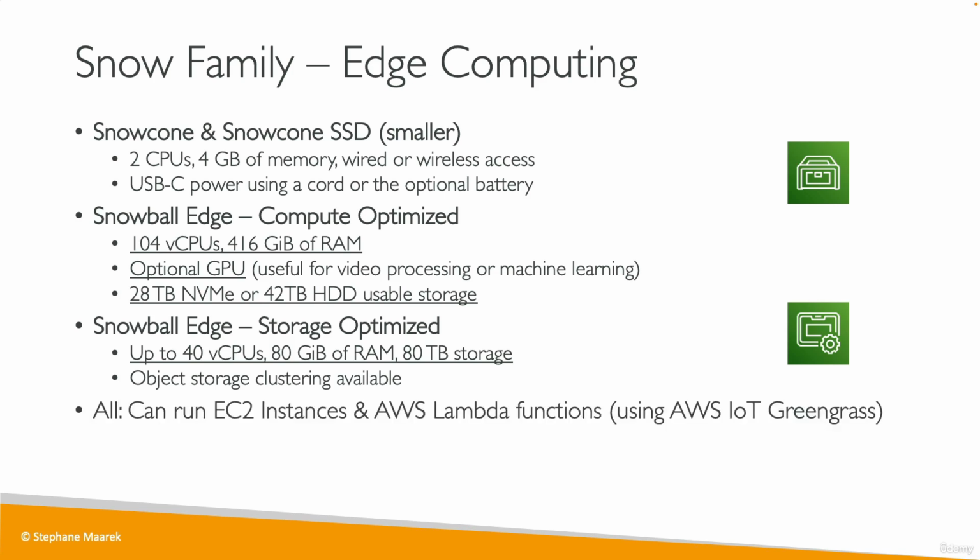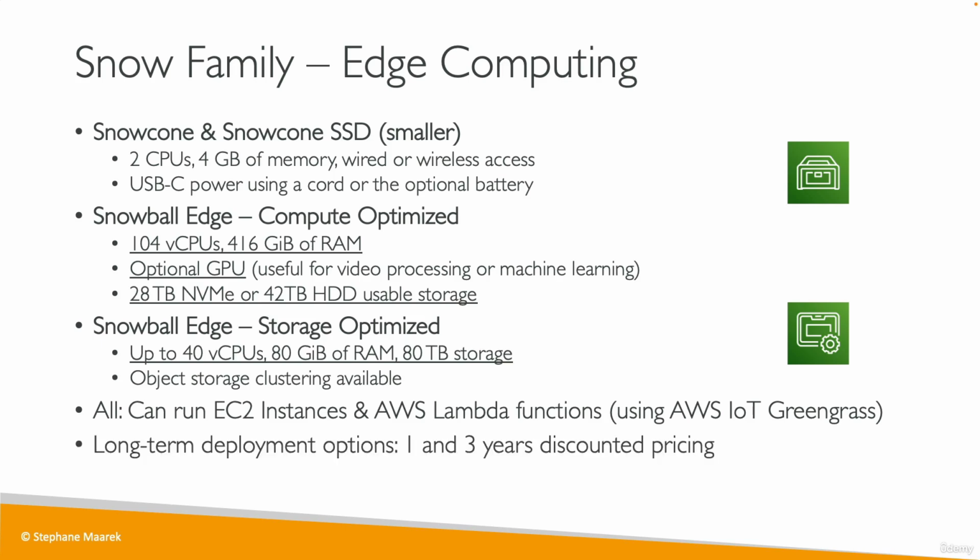And all of these devices can run either EC2 instances within them or Lambda functions using the service called AWS IoT Greengrass. And if you do edge computing, then you may want to have these devices in your facilities, in your trucks, in your boats for a very long time. And so therefore, you have long-term deployment options where you can get a discounted pricing if you borrow these devices for 1 or 3 years.